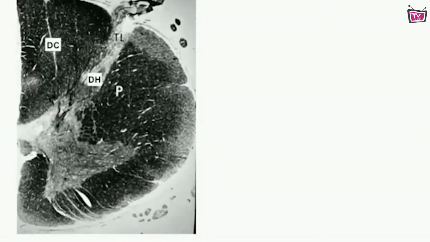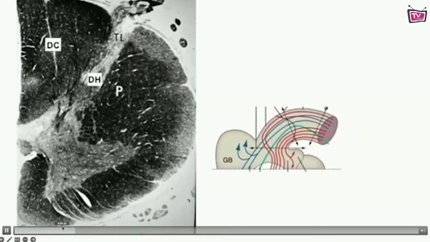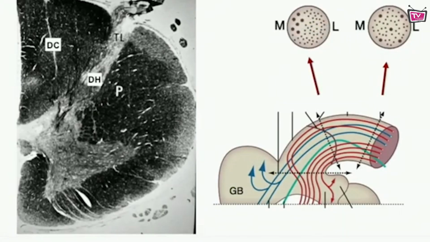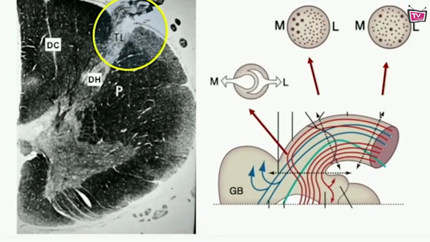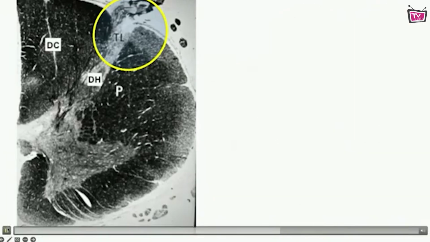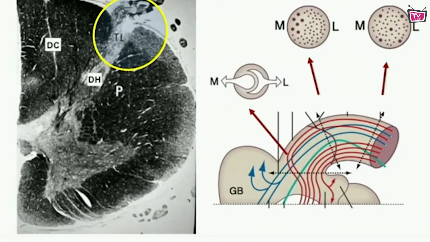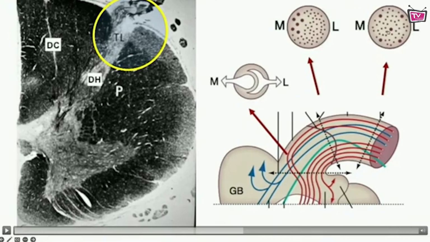So if you see this figure, when you take a cut section of the dorsal root far away from the entry point into the spinal cord, the fibers are arranged randomly.